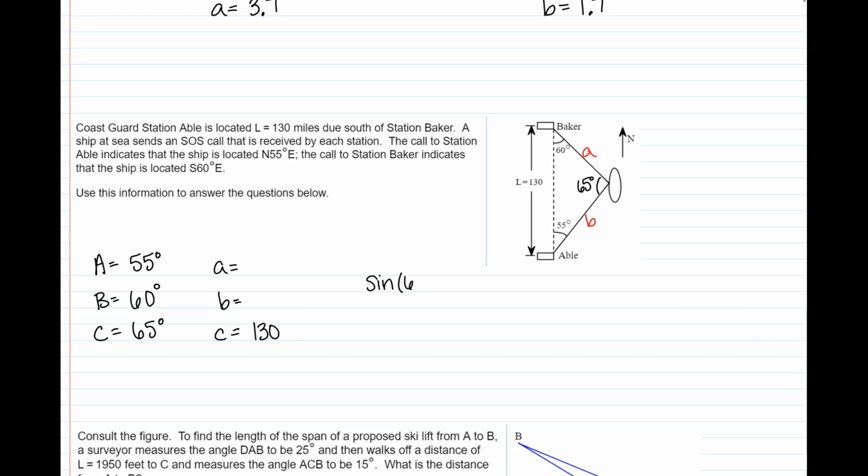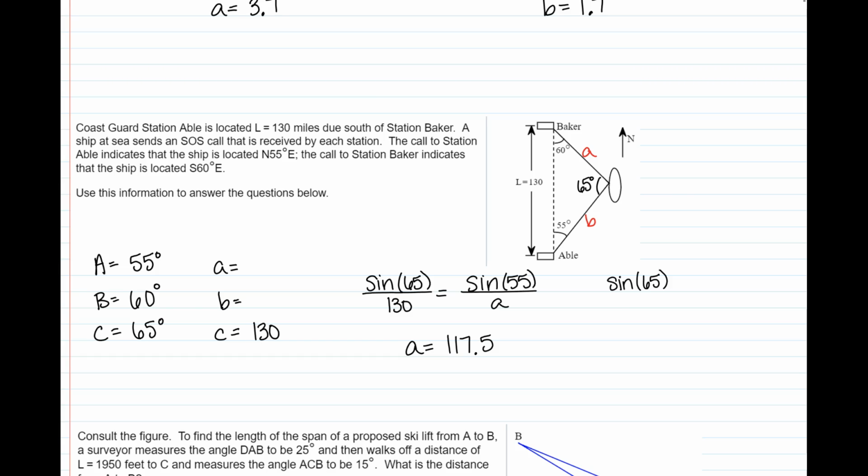So I have sine of 65 divided by 130. There's my complete ratio. I know the side and the angle across from it equals sine of 55 divided by A. And I cross multiply and I divide. And I get A is 117.5.